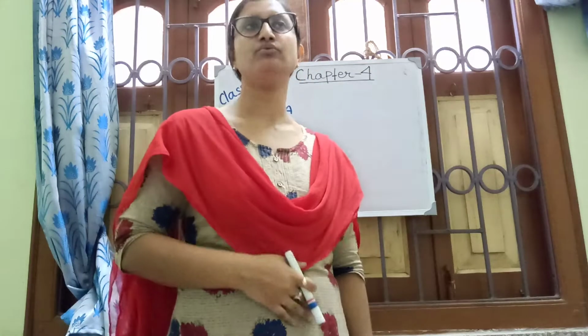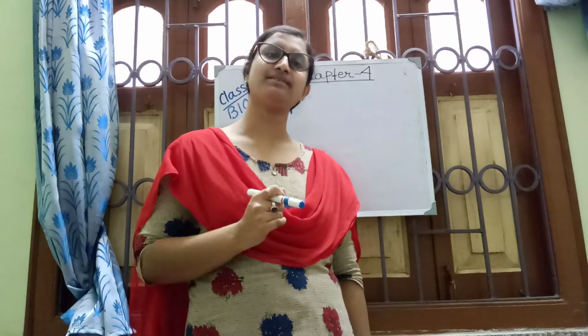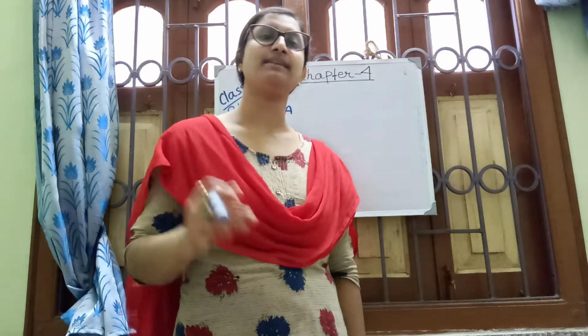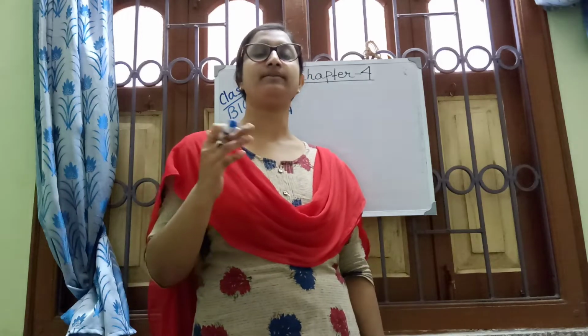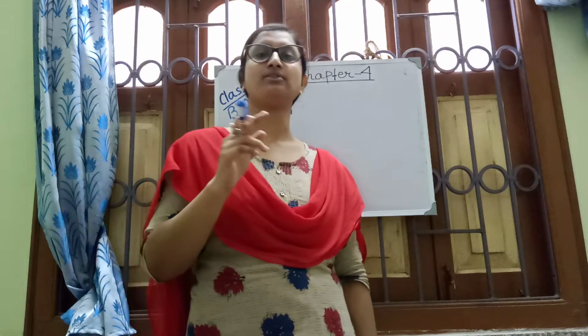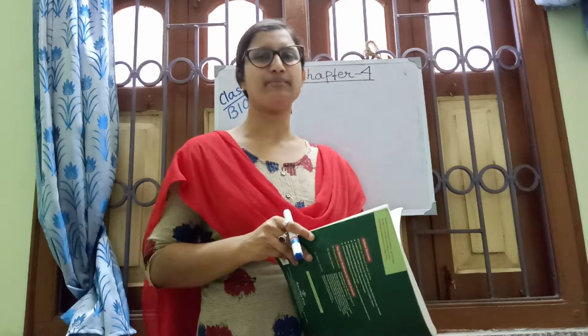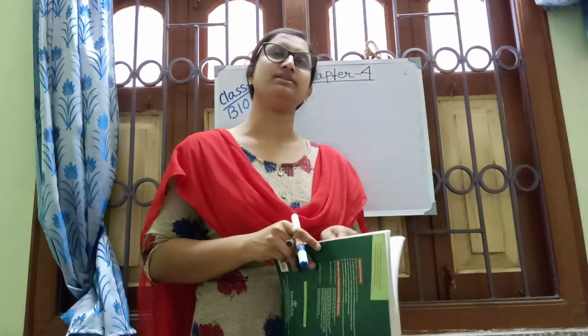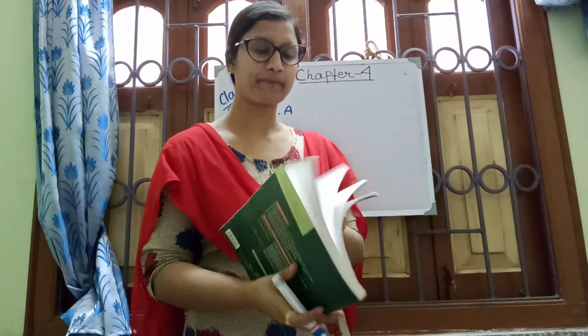Triple fusion: you know there are two generative nuclei. The first generative nucleus fertilizes the egg cell and the other fertilizes the two polar nuclei, one forming the zygote and the other the endosperm. Since three nuclei are involved, it is called triple fusion. Double fertilization is actually the same process; fertilization happens two times, that's why it is called double fertilization.